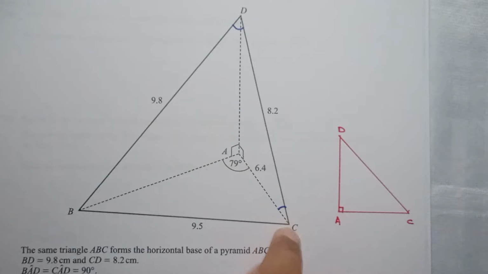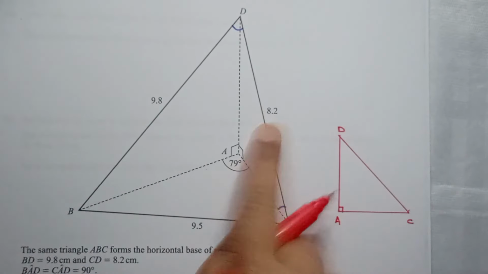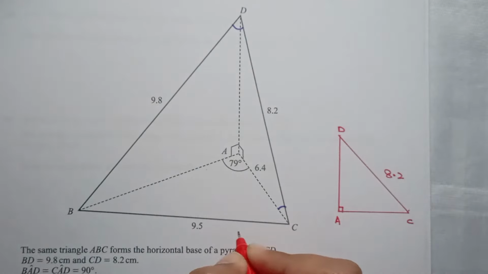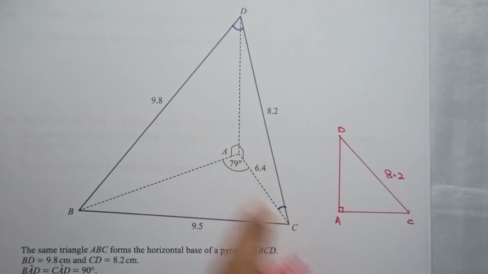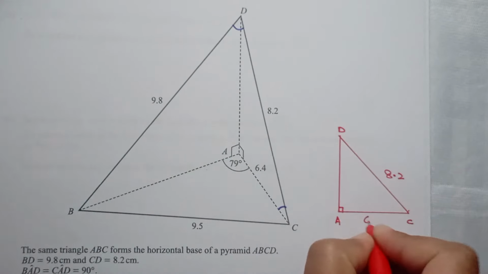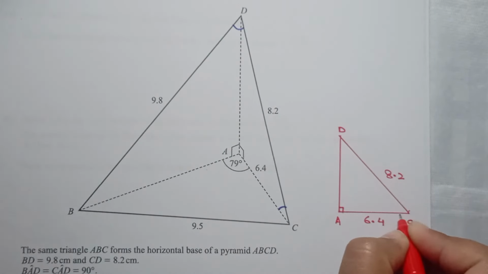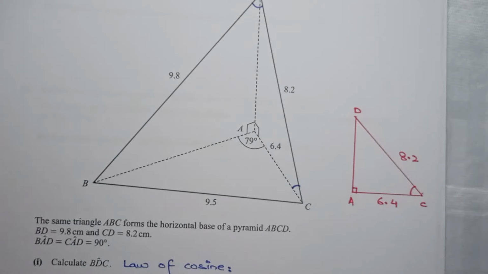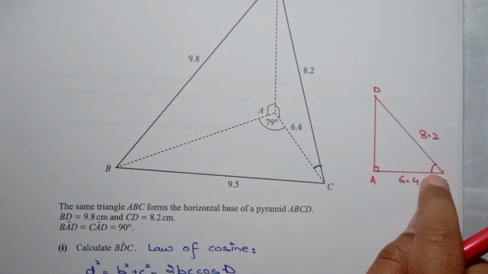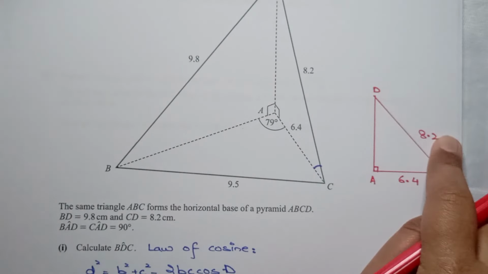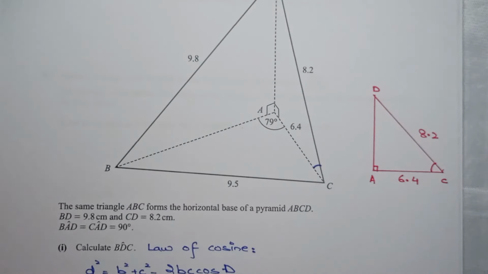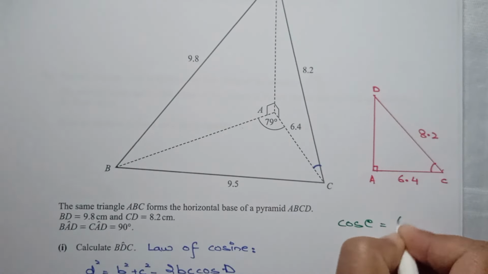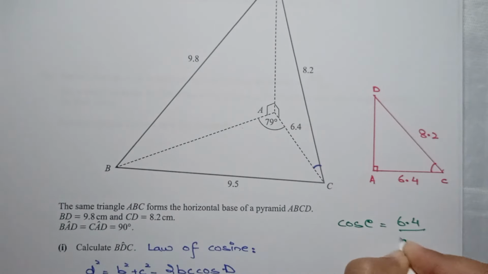A to C we don't know. C to D is 8.2, and yeah, AC, this is AC, sorry, 6.4. We need to find the angle of elevation of D from a point C. This angle we need to find, and since it is a right angle triangle, we can find the angle C by using the trigonometric ratios. So this is angle C, so this is the adjacent and this side is hypotenuse. So we can apply the cosine, because cos of angle C would be equals to adjacent over hypotenuse.